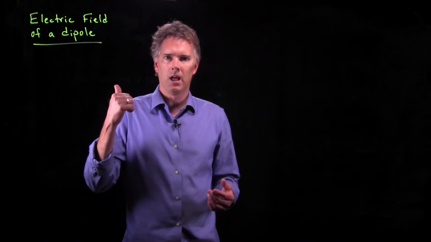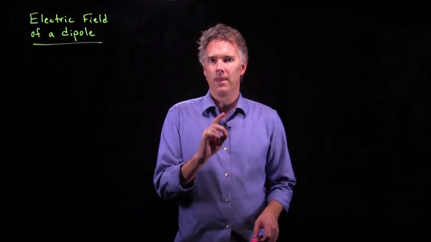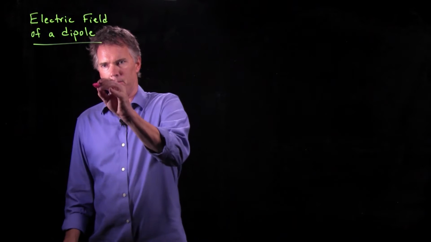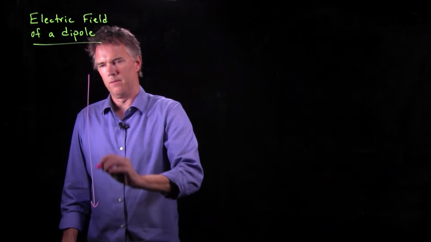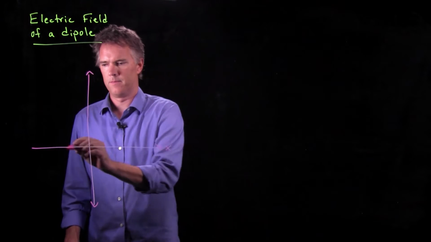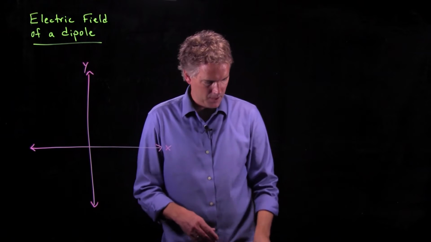Let's talk about the electric field of a dipole, and let's see if we can derive exactly what that electric field looks like. So let's draw a coordinate system here. Here's our good old XY coordinate system. And now let's put a dipole on there.